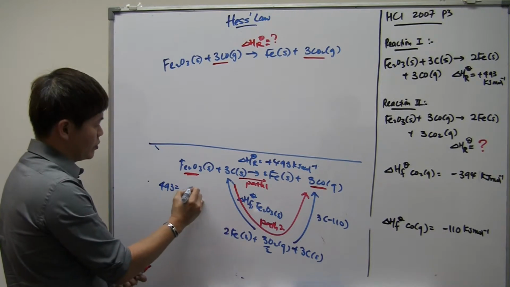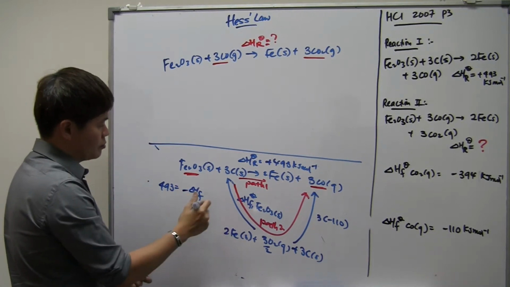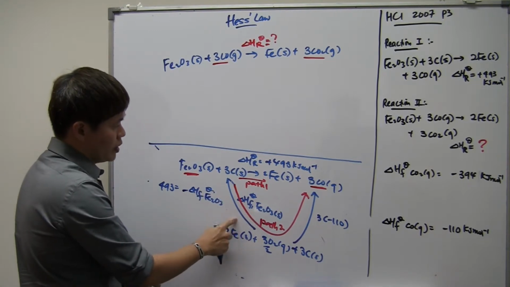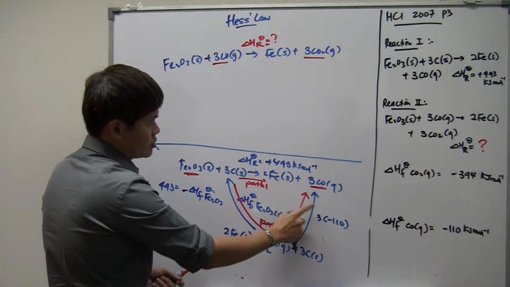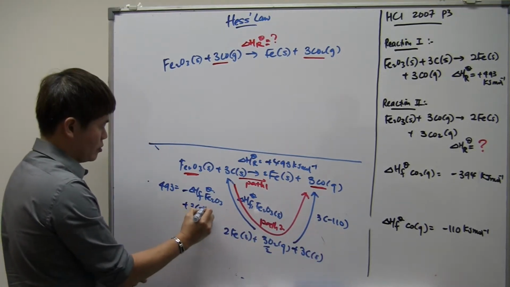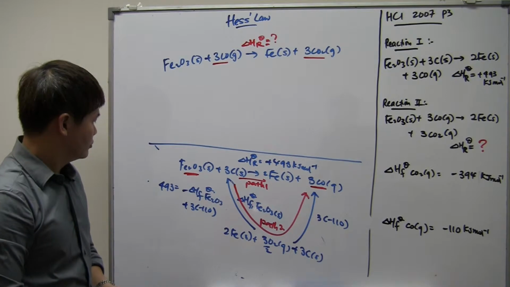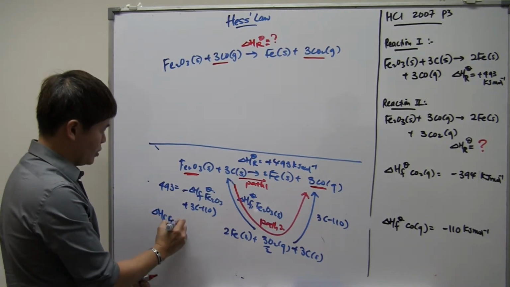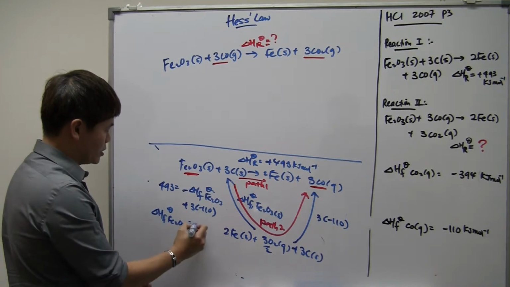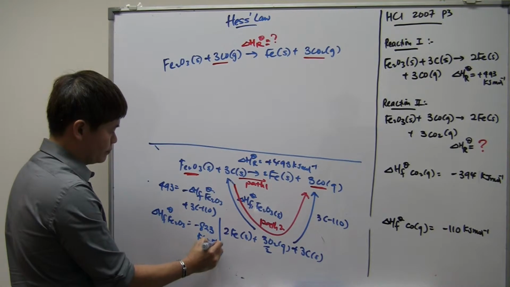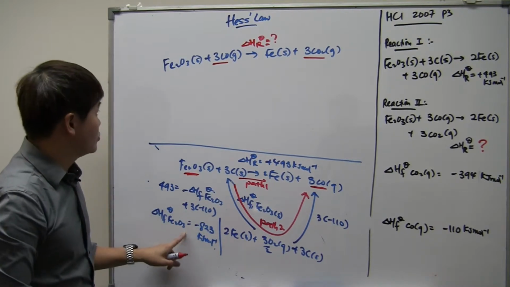We're going to change the sign of that. It's negative enthalpy change of Fe2O3 because we are reversing the direction. And then for this side, the directions of these two arrows are exactly the same. So we're going to keep the sign, we're going to add them together. Alright, and you find that the enthalpy change of formation of Fe2O3, after evaluating this, is negative 823 kilojoules per mole. So the enthalpy change of formation of Fe2O3 is found.